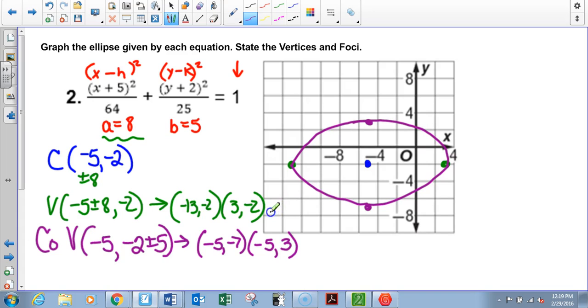Okay. Mine's a little pointy at one end. What have I not done that I have to do? We need a foci. Sorry. Yeah, we need the foci.